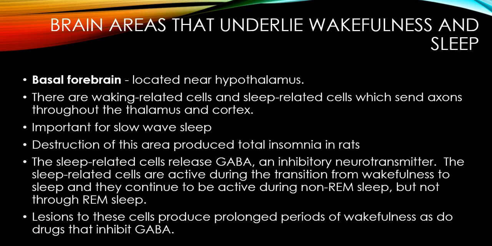Let's see, the basal forebrain is located near the hypothalamus, and in the basal forebrain there are both waking and sleep-related cells which send axons to your thalamus and the cortex. The sleep-related cells seem to be important for slow wave sleep, and destruction of this area leads to total insomnia in rats. So it definitely helps us sleep. When you don't have that brain area, rats cannot sleep.